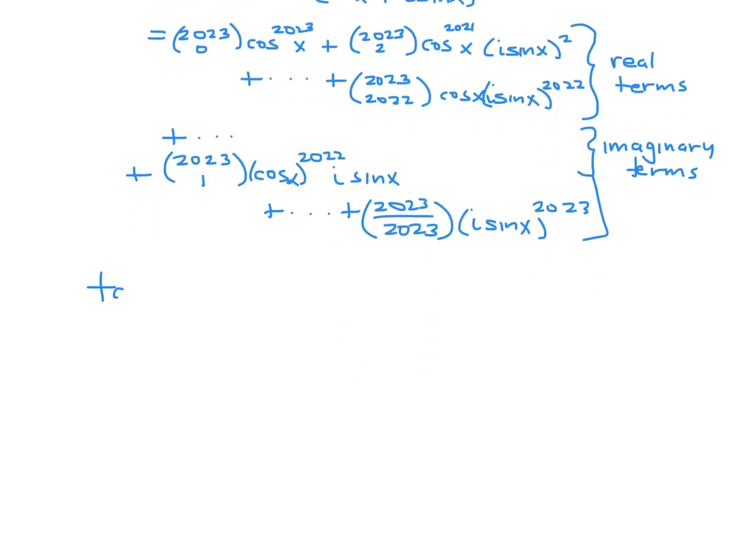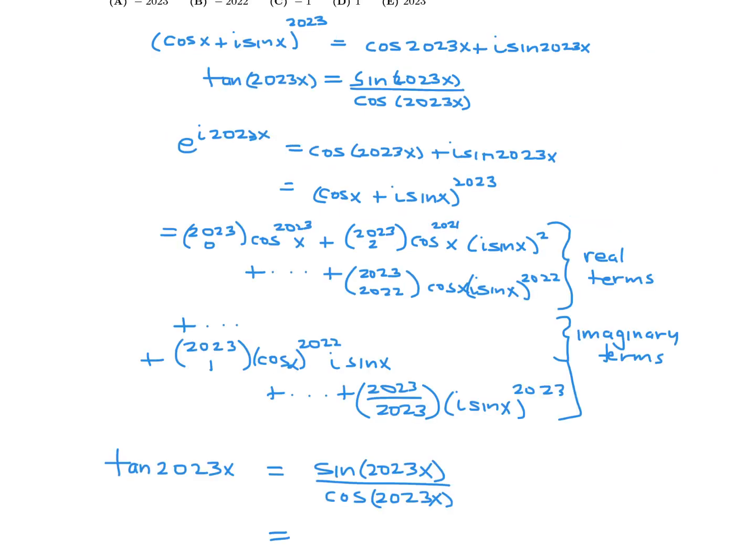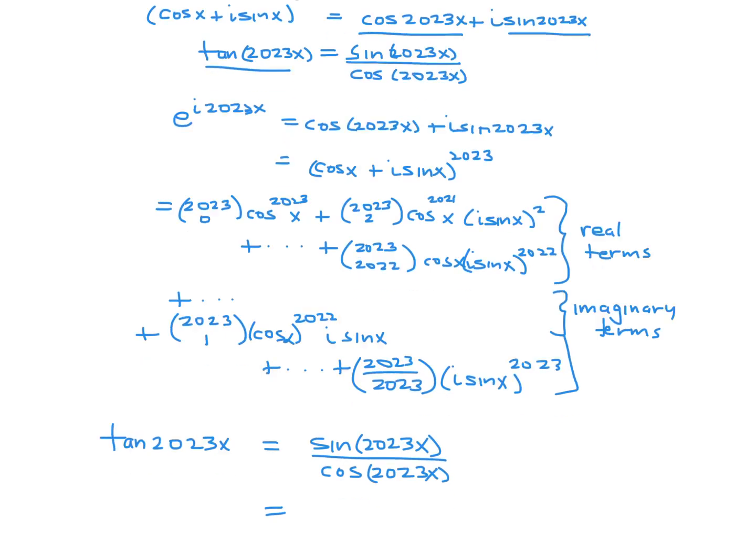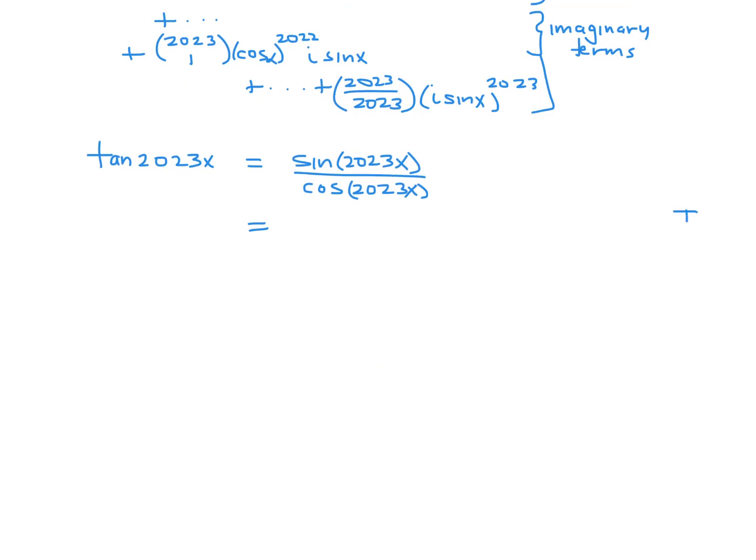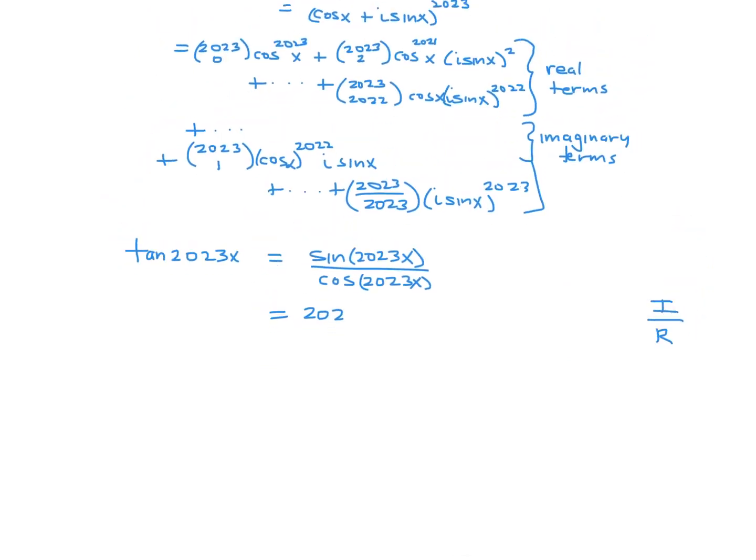Okay, so now what we really are interested in is the tan of 2023x. And that, of course, as previously defined, was the sine of 2023x all over cos of 2023x. So since the tan is sine over cos, and the sine is the imaginary part and the cos is the real part, we put the imaginary part over the real part, and that would basically be 2023 from up here. Let me just keep those in the same frame.